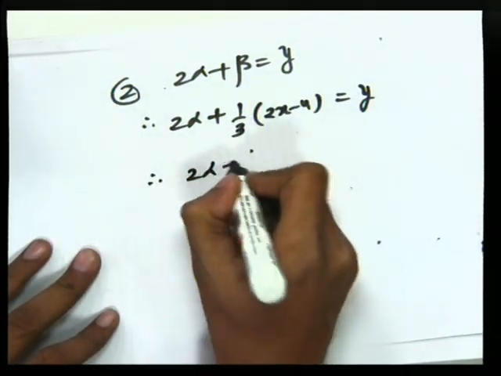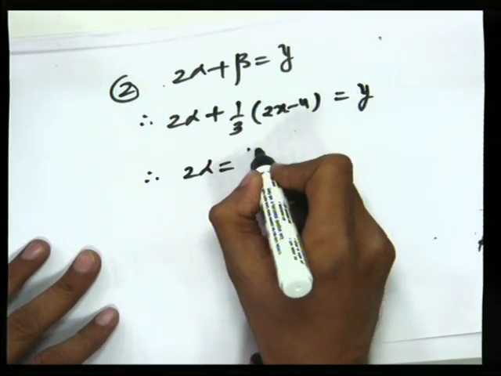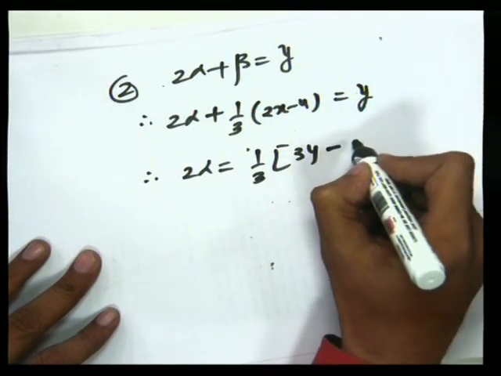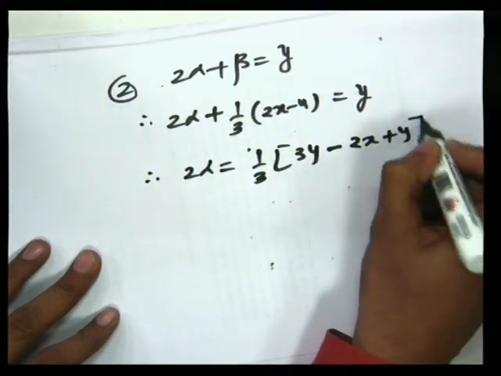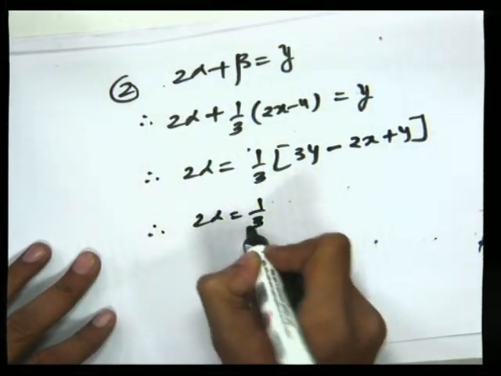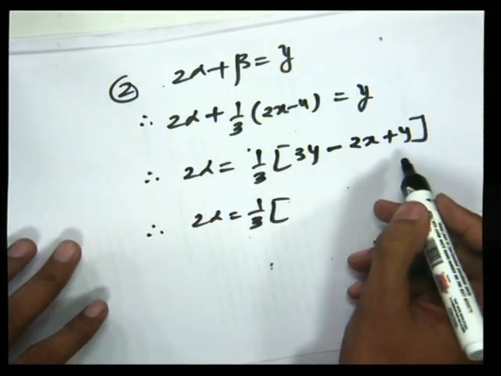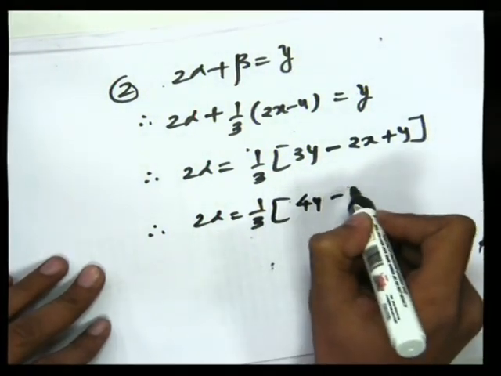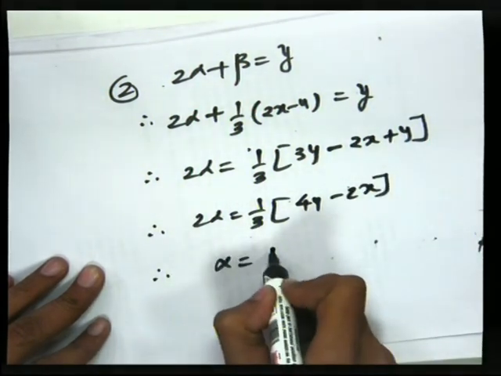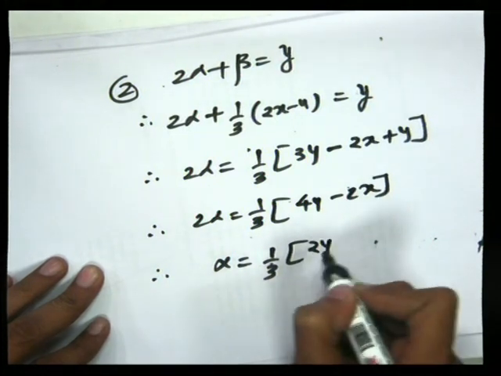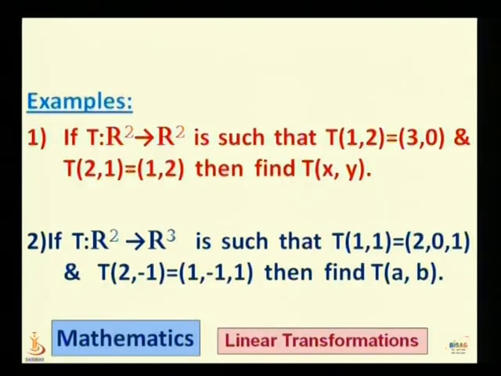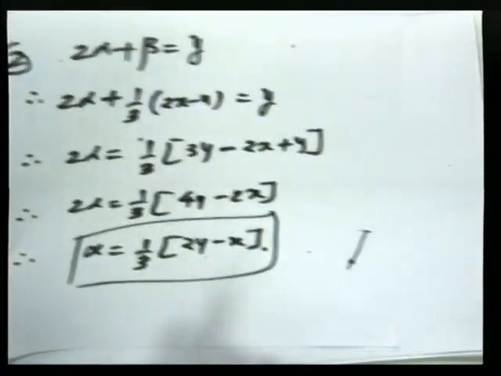So 2 alpha is equal to 1 by 3 times 3y minus 2x plus y. So therefore 2 alpha is equal to 1 by 3 times 3y plus y is 4y minus 2x. So we get alpha is equal to 1 by 3 times 2y minus x. So this way we have obtained alpha and beta in form of x and y.